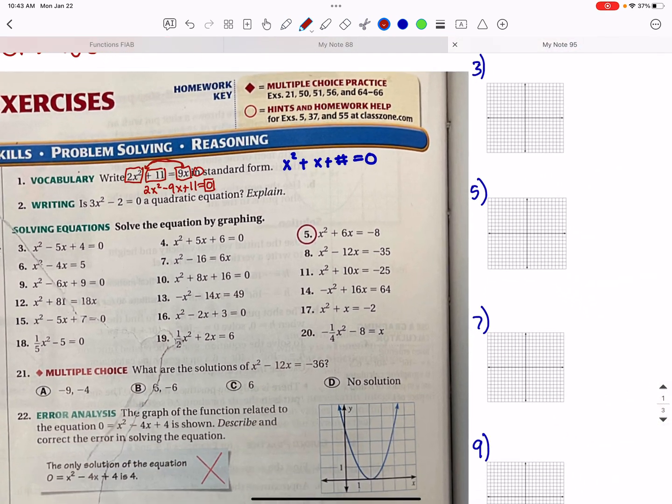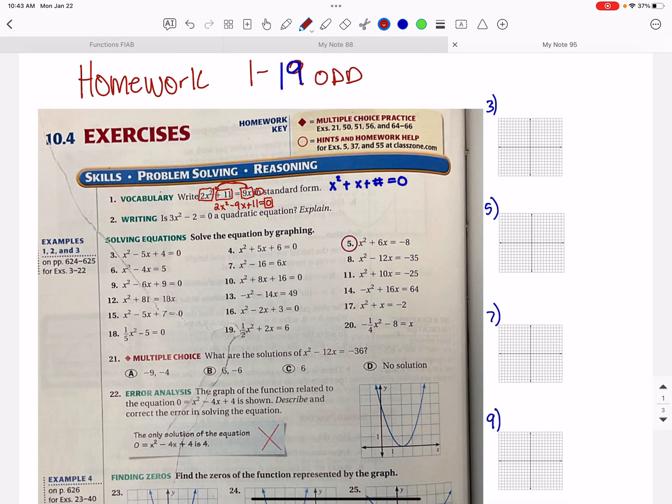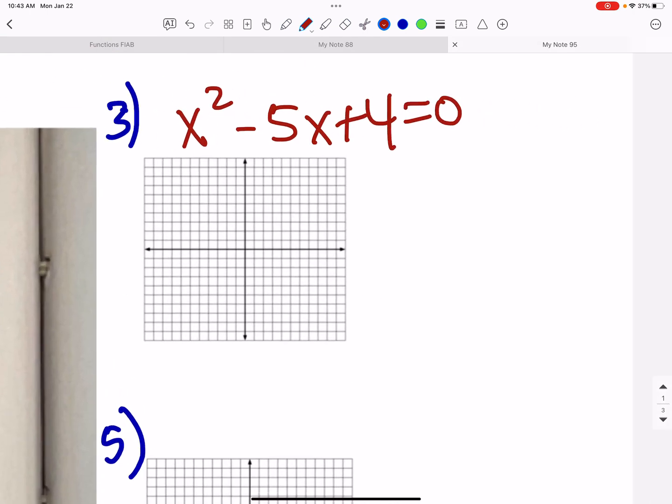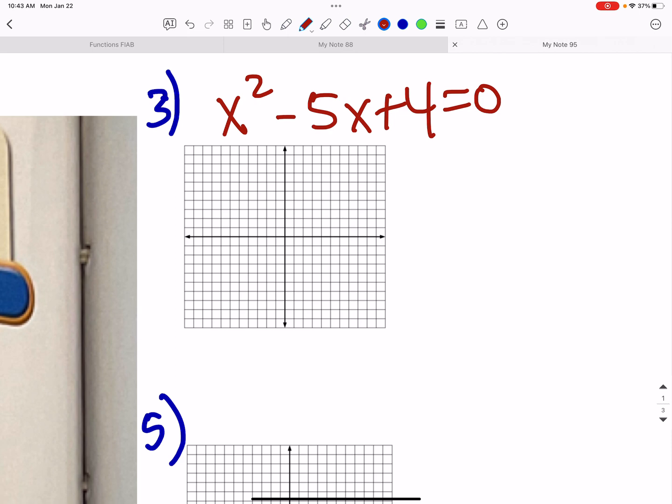All right, number 3. Here we go. X squared minus 5x plus 4 equals 0. We're supposed to graph these. First thing I know, positive 4 is on this graph. Next thing I know is, can I factor this? Can we do what we were doing yesterday? Because then we'll find the zeros. We'll find when this graph equals 0.